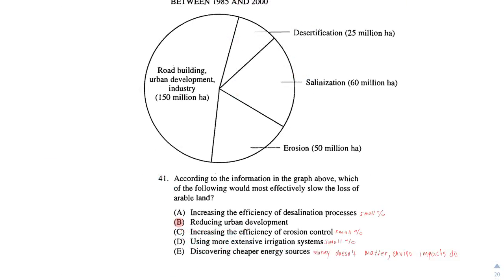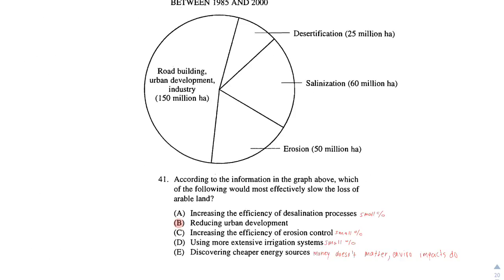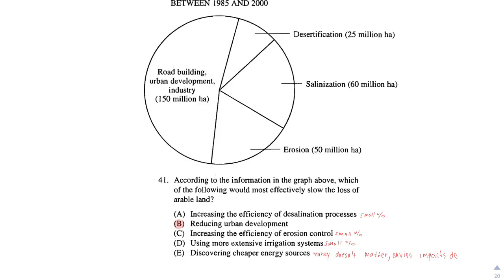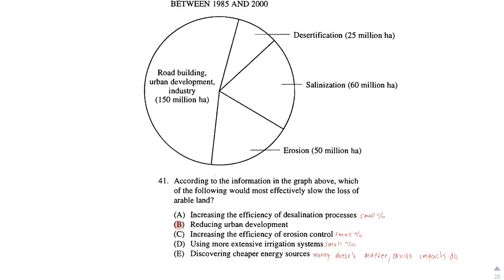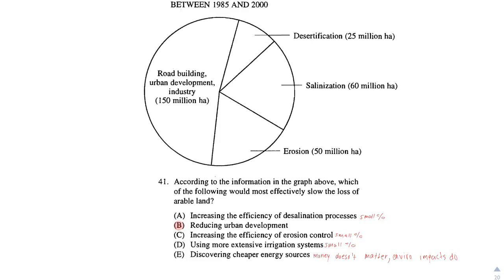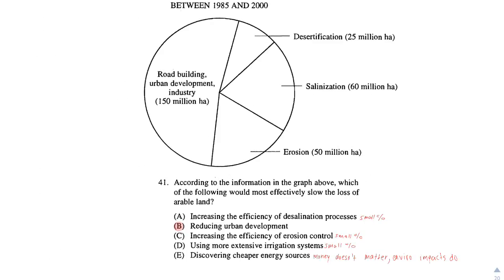Number 41, according to the information in the graph above, which of the following would most effectively slow the loss of arable land? It would be B, reducing urban development. Option A is a small percentage. Option C is a small percentage. Option D is a small percentage. And option E, the money doesn't matter, the environmental impact does.